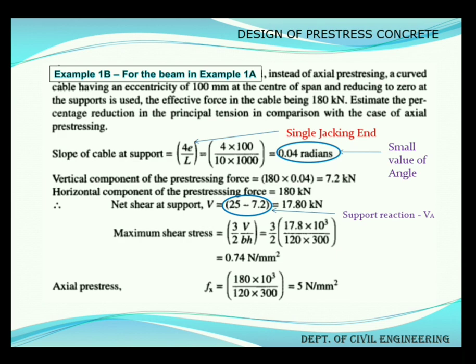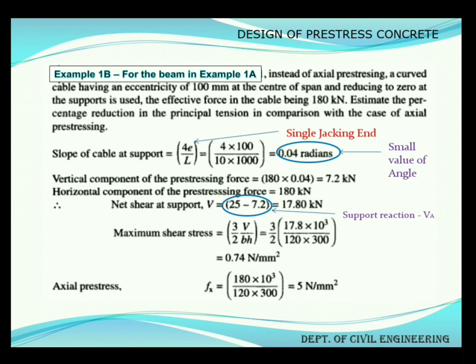Now therefore the maximum shear stress, using the same formula 3 by 2 V divided by B into H, we get maximum shear stress as 0.74 Newton per mm square. Now same calculation as we have done in the previous part, axial pre-stress, that is the impact of pre-stressing force Fx, 180 divided by the area, which we get as 5 Newton per mm square.